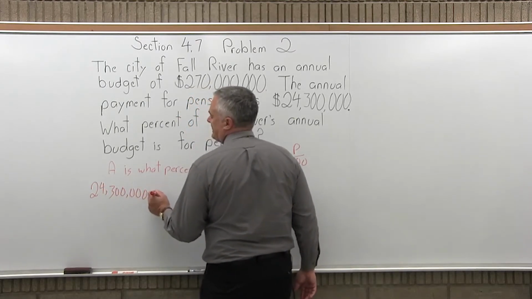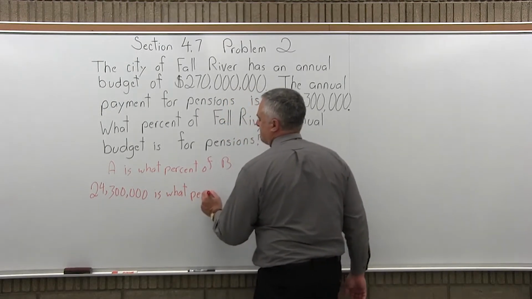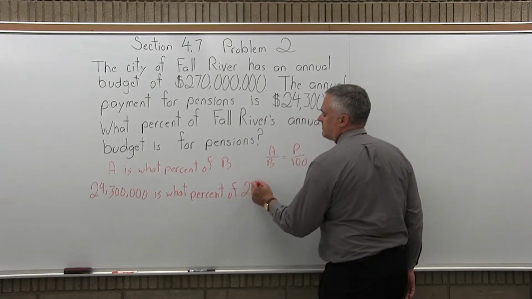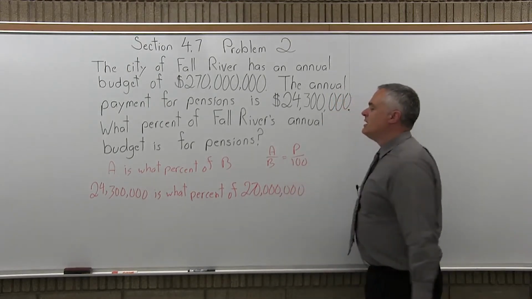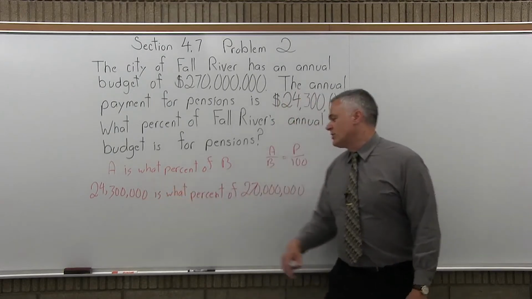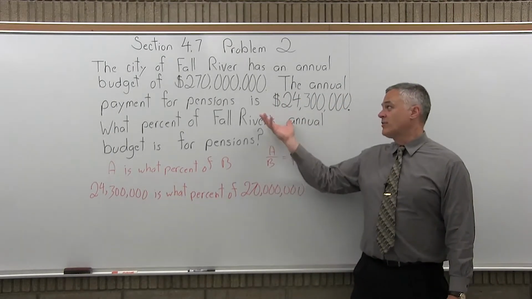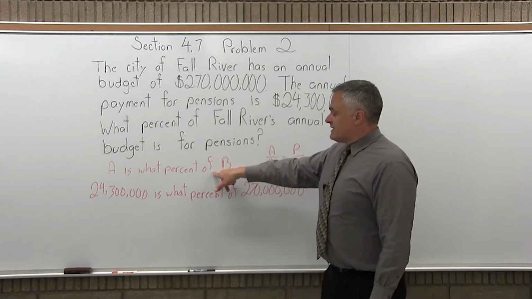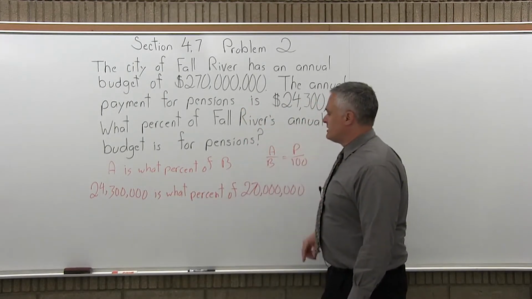So, as we rewrite this, we want to write $24,300,000 is what percent of $270 million. A lot of zeros. So that's what we want to figure out. The 24 million, a little more than 24 million, is what percent of 270 million. That'll be the percent of the Fall River operating budget that's for pensions. So that's the form. We have A is what percent of B. So now I'm going to put it in this sort of a formula.